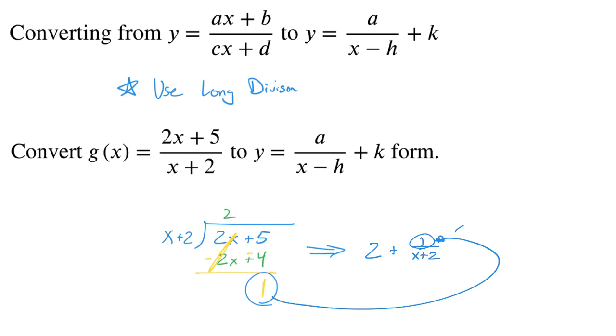Now I do just want to adjust the form just a little bit, so I'm just going to rearrange it and write it 1 over x plus 2, plus 2, just to make it match up with that form of the equation that we came up with. So by doing a little bit of long division, we can see the relationship between this linear over a linear equation and that original transformation form of the parent function.